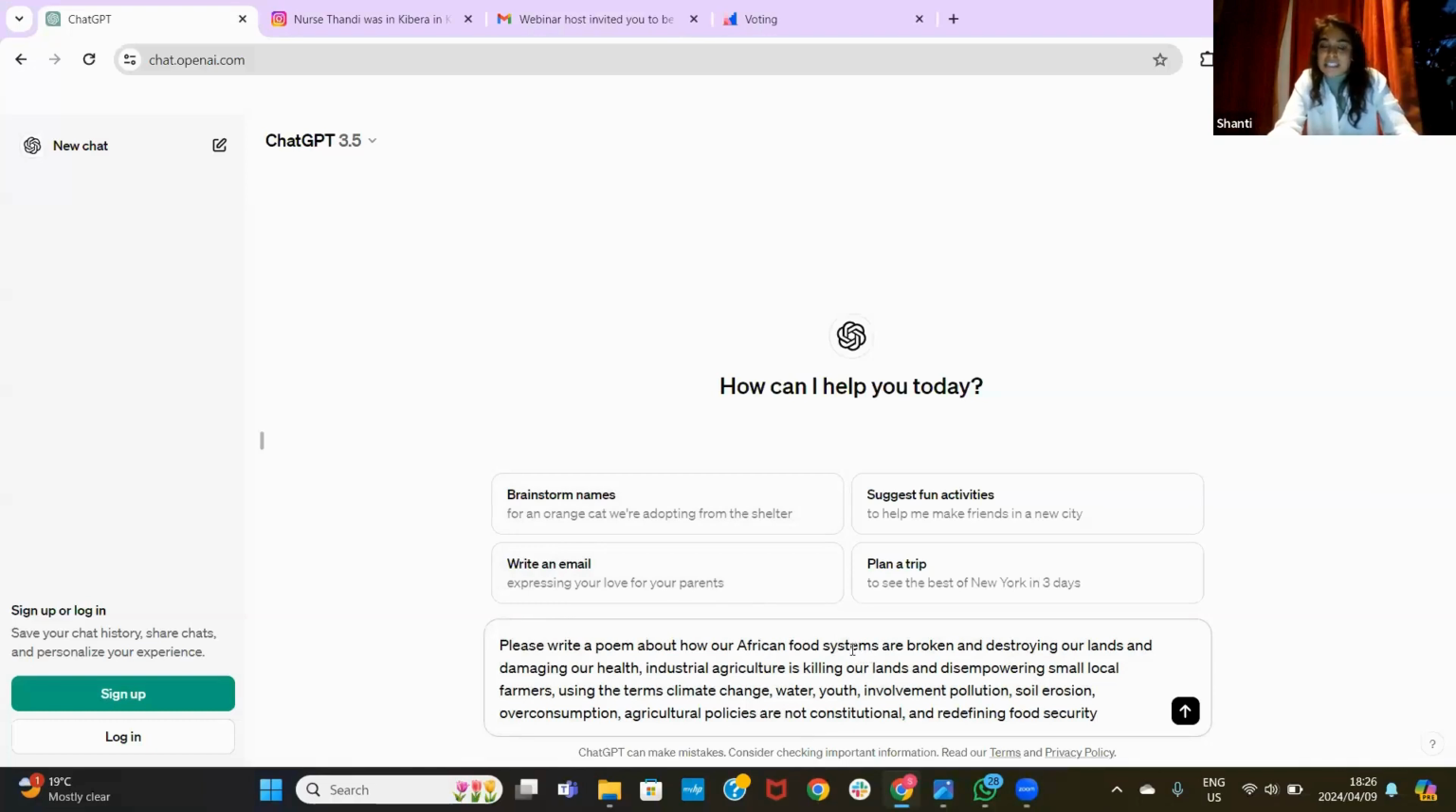So we're going to use ChatGPT to help us draft a poem about what we've just spoken about. I was trying to take note while you were speaking, and also keeping track of the chat and the Mentimeter.